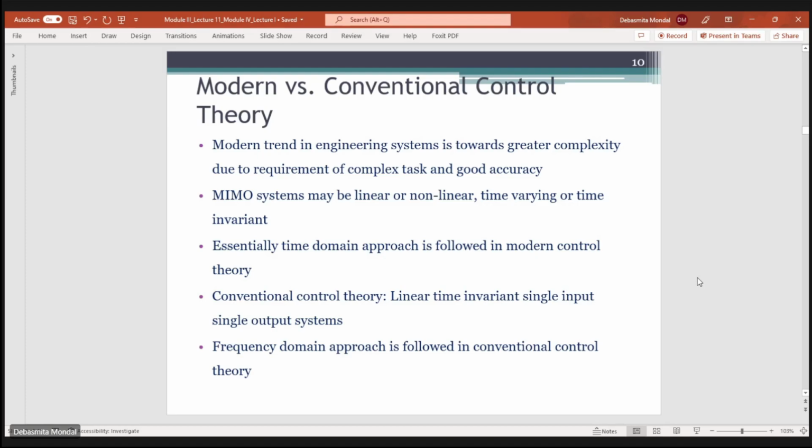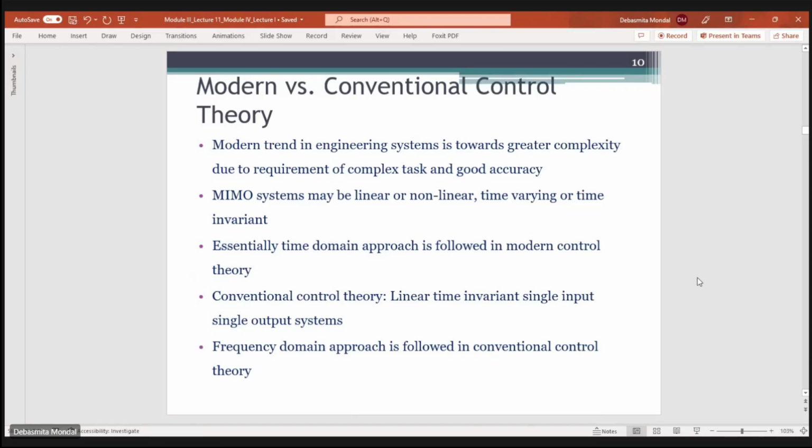In case of those complicated systems, they might be multiple input, multiple output systems. The systems can be linear, non-linear, time varying, or time invariant, depending on the criteria given and what your end goal is. Depending on that, there can be different types of systems.